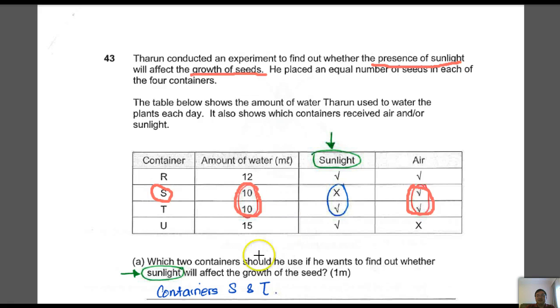Therefore, to answer the first question, which two containers he used if he wants to find out whether sunlight will affect the growth of seed. Fine. One with and one without. Therefore, it is S and T. And remember, the rest has got to be the same. Amount of water, the same to have a fair test. The presence of air, the same. Only these two are not the same to conduct the experiment. Next.